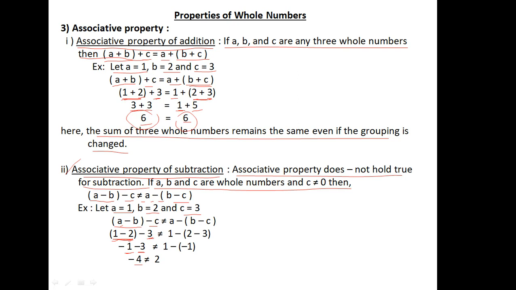Now we will see the RHS part, that is A minus in bracket B minus C. We will put the value of A, B and C. First of all we have to solve this bracket. 2 minus 3 it will come minus 1, and here outside of this bracket is 1 and minus 1. Here when we open this bracket, minus sign will convert into plus sign, because minus into minus will come plus. Now this 1 and plus 1 it will come 2. This LHS is minus 4, RHS is 2. Both are unequal.